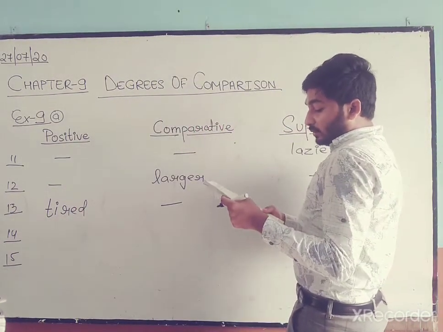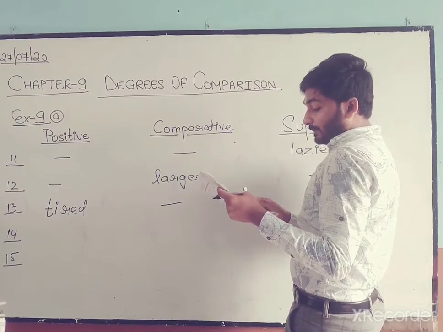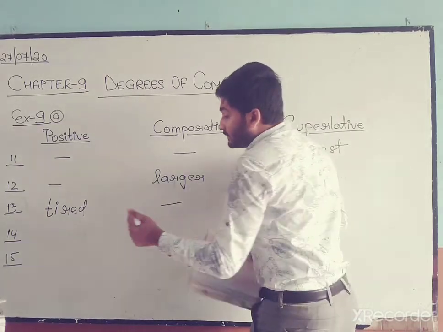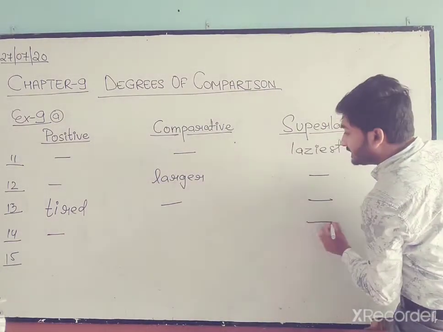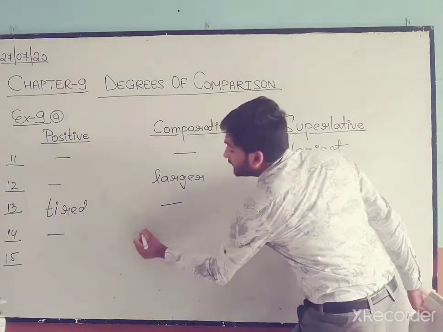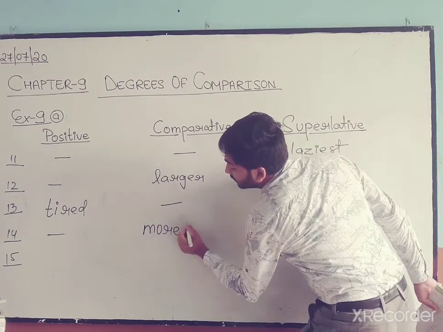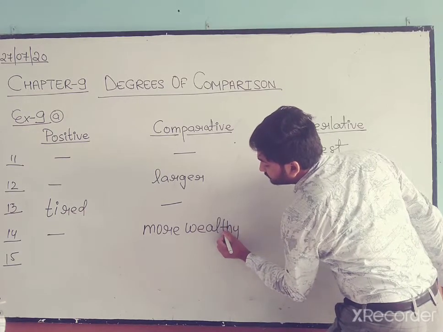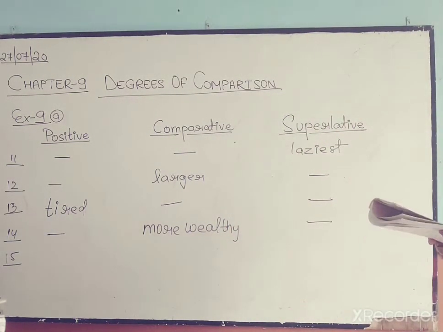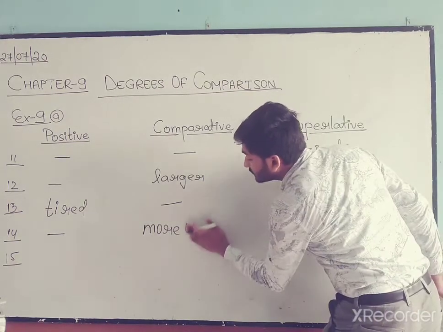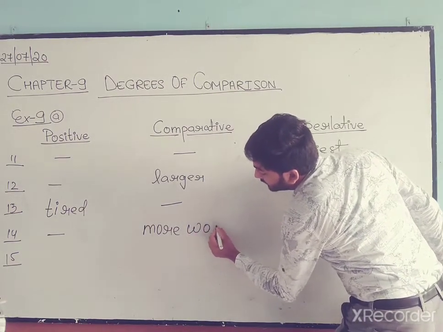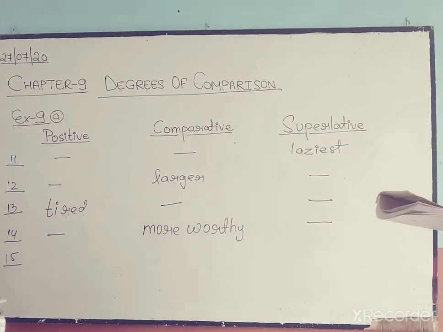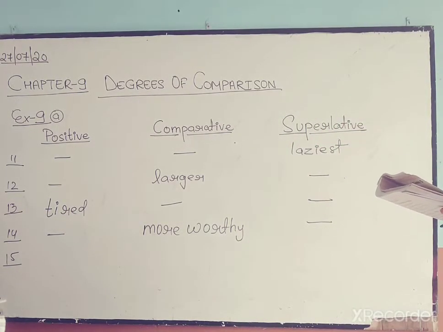Number 14, worthy and most worthy. Yes, we have to write comparative, and it is very obvious, if we have most here, then it will be more here. More worthy. Worthy means valuable.